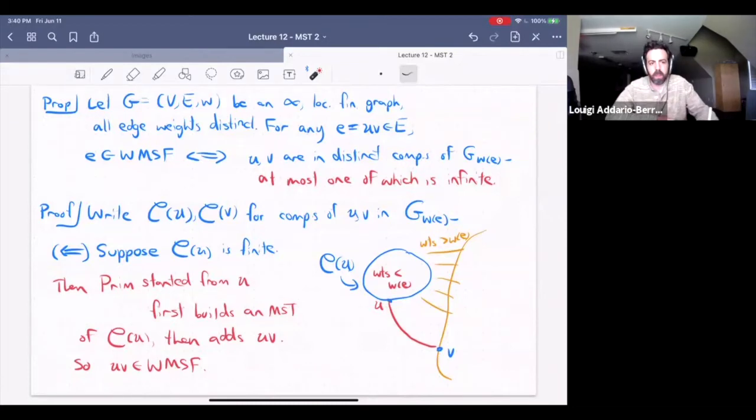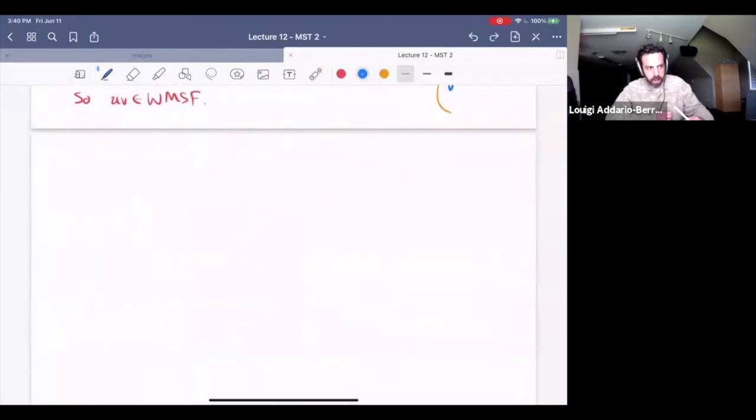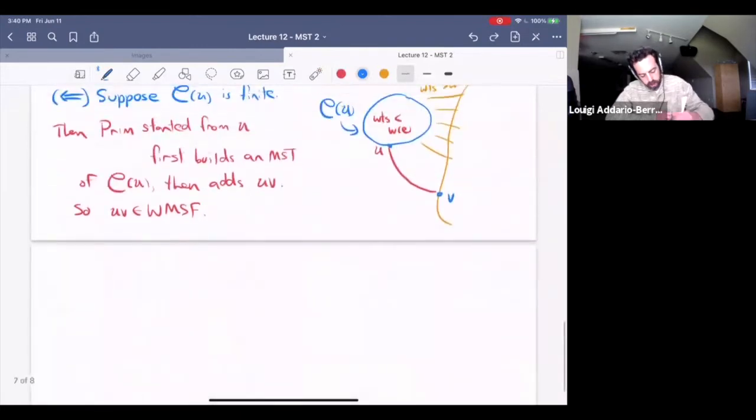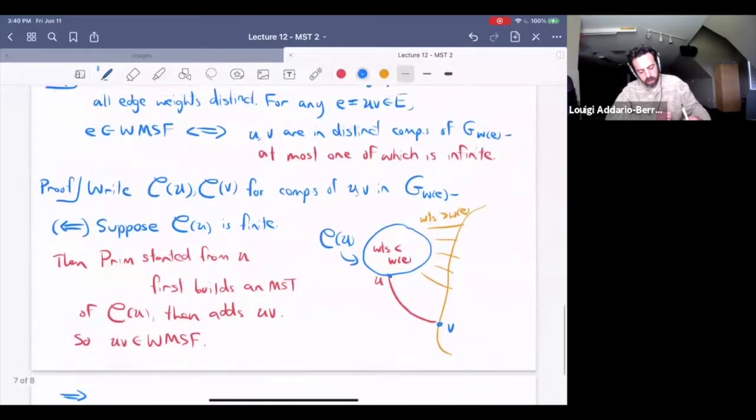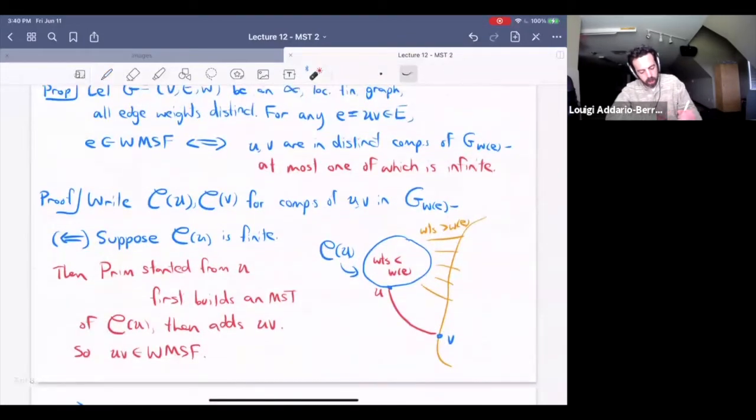Okay, is that part of the proof now? Okay. So that direction is easier. For the other direction, we need to think a little bit more. Neither direction is particularly hard. So for the other direction, what we showed here is that if at least one of the components is finite, then this edge UV will be added. So now I just want to show that if both components are infinite, then this edge UV won't be added.